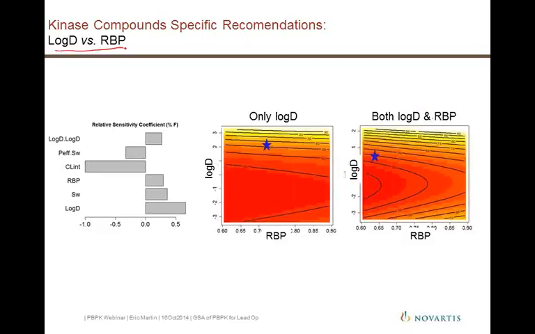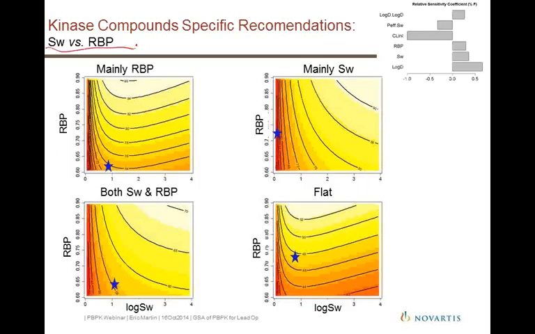Similar analysis looking at two different compounds and their log D versus the blood plasma ratio. Here's a compound where the distribution coefficient is the only thing that matters, that the blood to plasma ratio doesn't matter, whereas here's a compound where, again, they interact. And looking at solubility and the blood plasma ratio, you got a lot of different results for different compounds. For this compound, it's influenced by the blood plasma ratio and not the solubility.